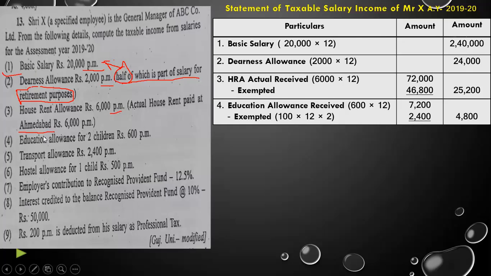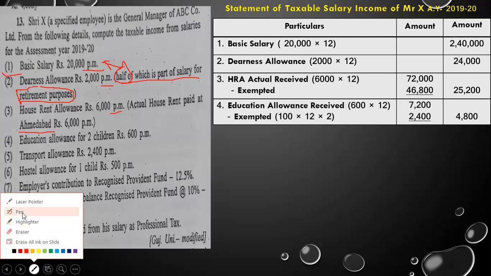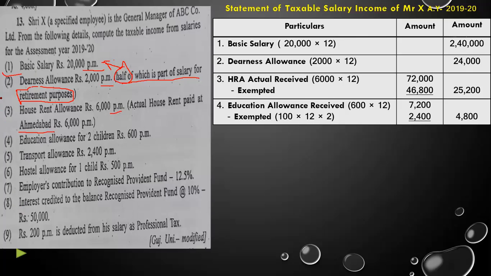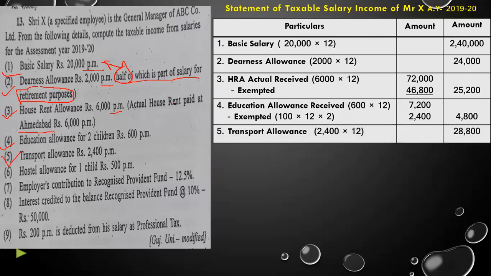Now we'll see, basic salary is done, DNS allowance is done, HRA is done, education allowance is done. Now it is transport allowance. Transport allowance is fully taxable. So transport allowance is equal to 2,400 into 12 because it is given per month. So 2,400 into 12 is equal to 28,800.